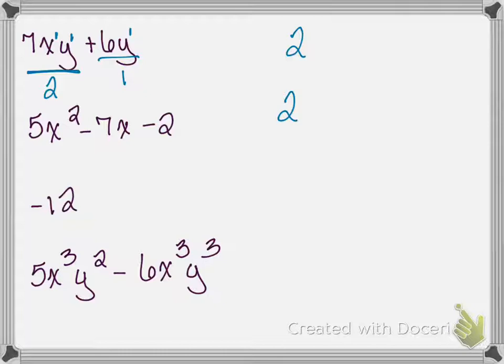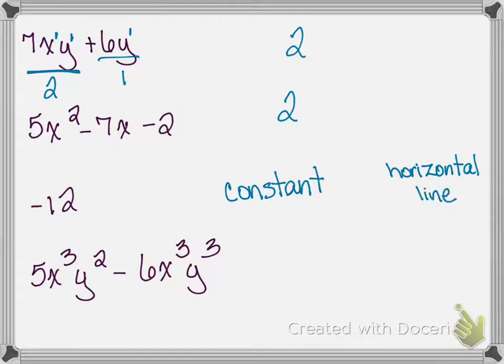Okay. Negative 12 is what we call a constant. That means it is not being multiplied or divided by a variable. Negative 12 will be negative 12 all the time. If I were to graph this, it would be a horizontal line.